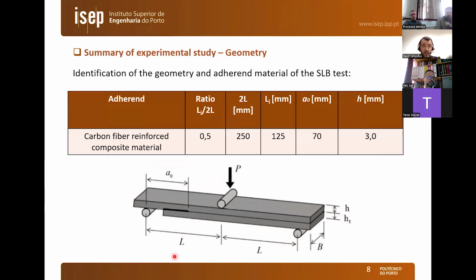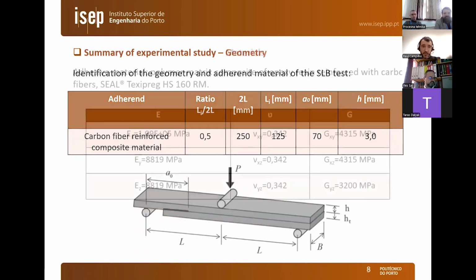In this work, the geometry that we are going to consider has the layout and dimensions that I show in this slide. So this is basically an ENF test for pure mode 2 testing, but in which the lower adherend is shorter. So at the crack tip, we are going to have a combination of tensile and shear stresses.